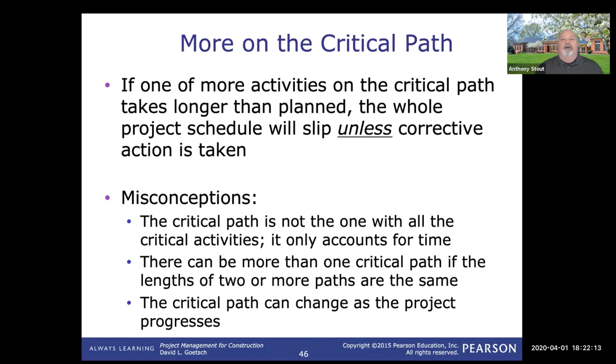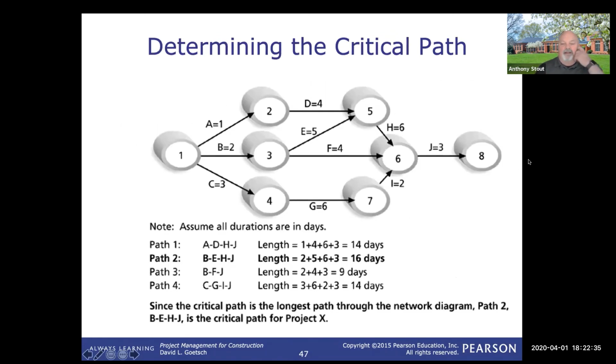You can have a path through the network that is not critical, but all of a sudden one of the tasks is extended and delayed long enough where it extends that path duration, and now it becomes the critical path. So we need to make sure that we monitor that as we go through. So here's an example of how we would calculate that.